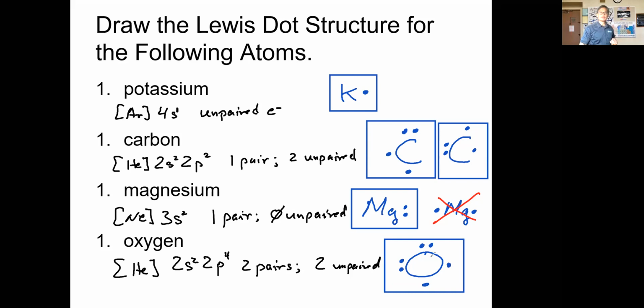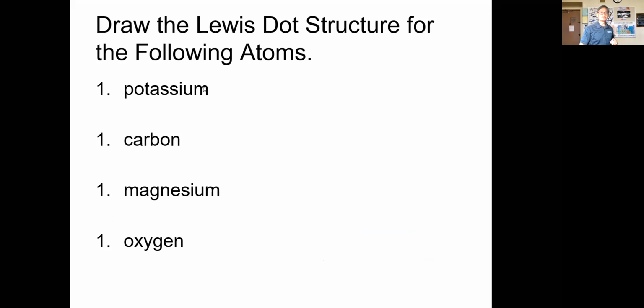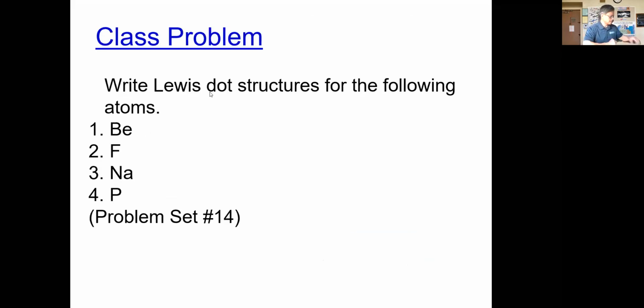Let me save this and I'll post it for us as well. Now I'm going to ask you to take a look at number 14 in your problem set. For these four atoms, on your paper, and please make sure you submit your work after you finish watching the video. Take about 3-4 minutes to try your best with the Lewis dot structures for these four atoms here.